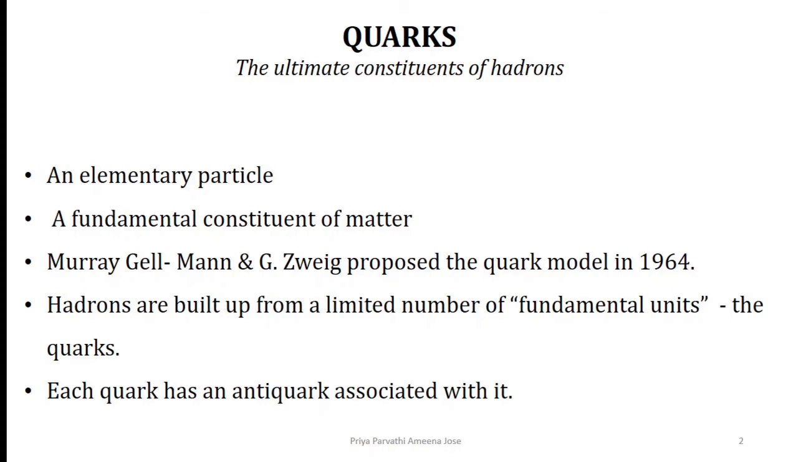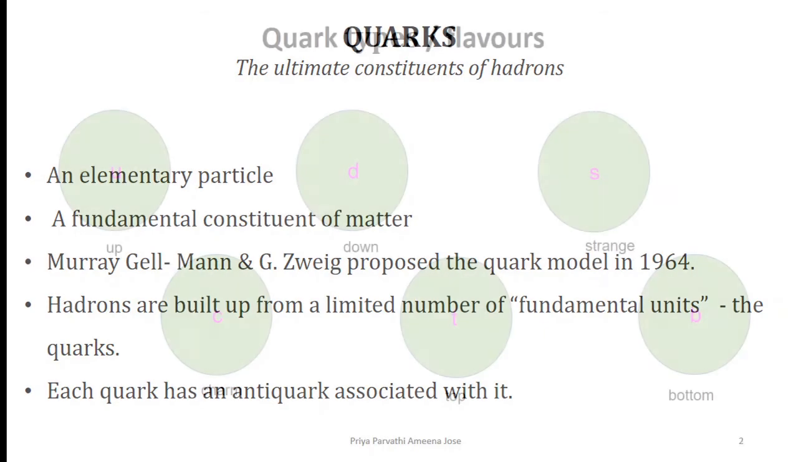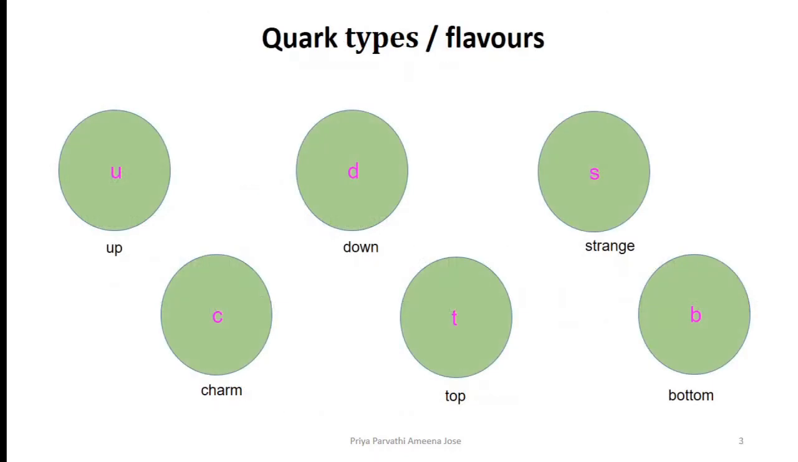In 1964, Murray Gell-Mann and independently George Zweig proposed the quark model. According to them, hadrons are built up from a limited number of fundamental units called quarks. We know that every particle has an antiparticle. Each quark has an antiquark associated with it. There are 6 different types of quarks, or we usually say there are 6 different flavors of quarks.